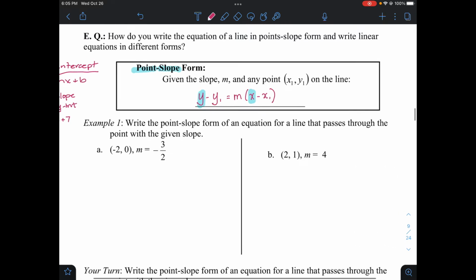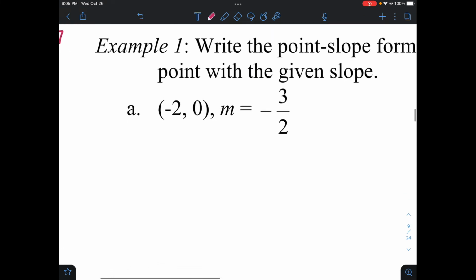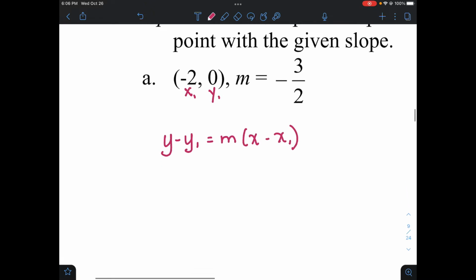It says, write the point-slope form of an equation for a line that passes through the point with the given slope. So point-slope form, so I'm going to write what that form is, y minus y sub 1 equals m times the quantity x minus x sub 1. Okay, here's my ordered pair, (x1, y1), and they already have listed -3/2 as my slope. So we simply substitute what we know in. So y minus y sub 1 is 0 equals m, -3/2, parenthesis x minus x sub 1, which is -2.